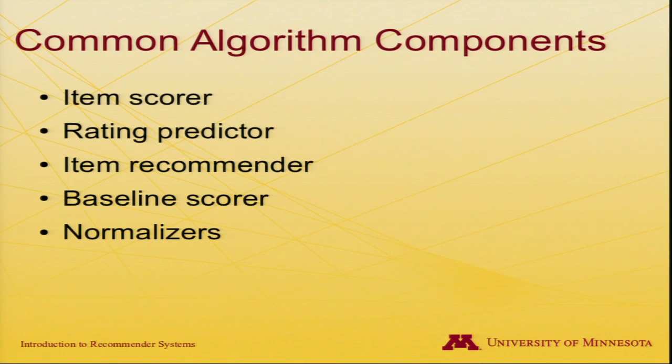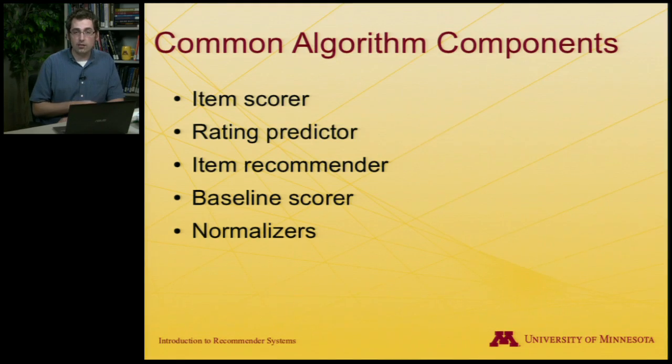So common components in a recommender algorithm, first is the ItemScorer, which is usually where the interesting logic lives for most recommender algorithms. If an algorithm has particular needs in the rating prediction side or the ItemRecommender side, it can provide additional implementations of those.